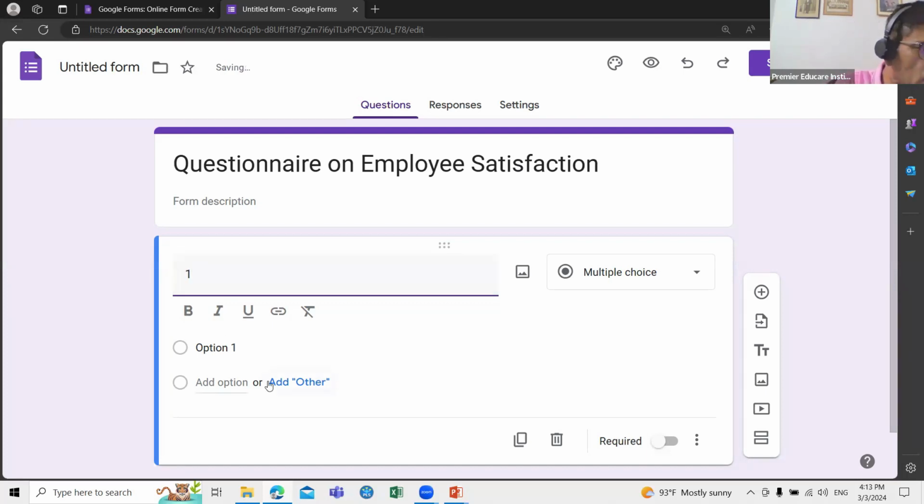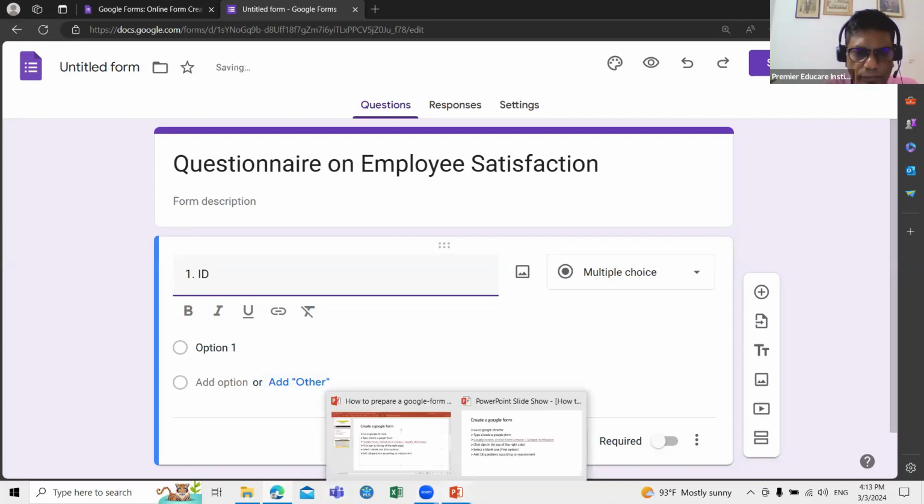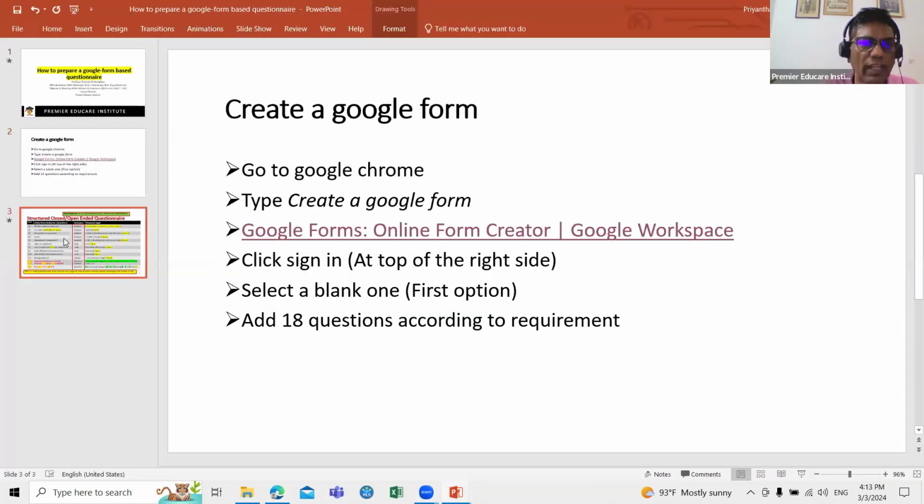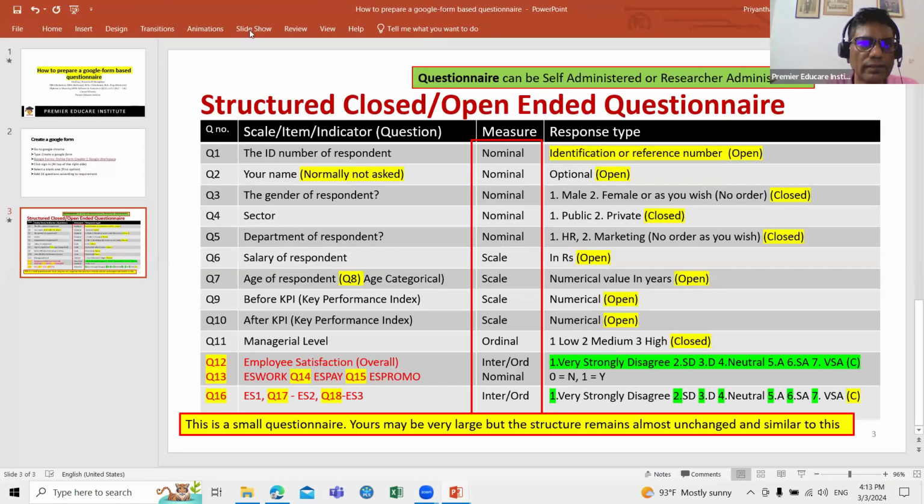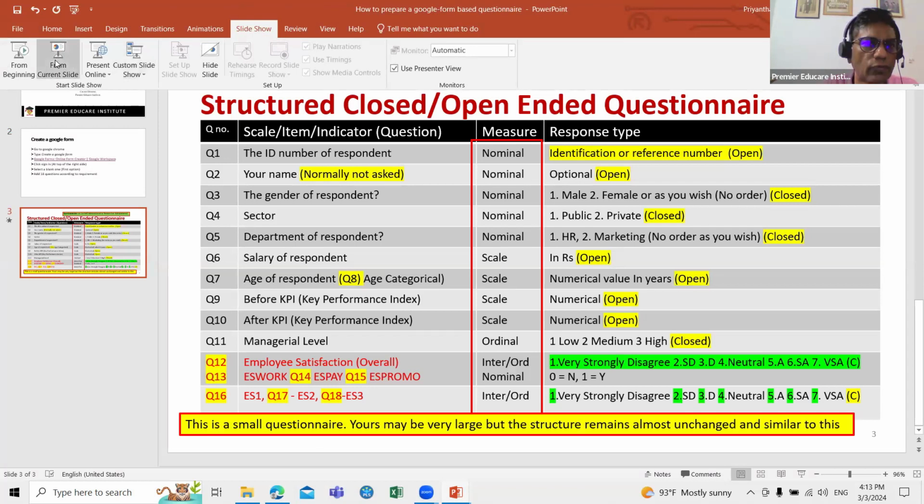Question number 1. What is question number 1? ID number, right? So I am going to fill up this one. Okay, so please, you can see this one.